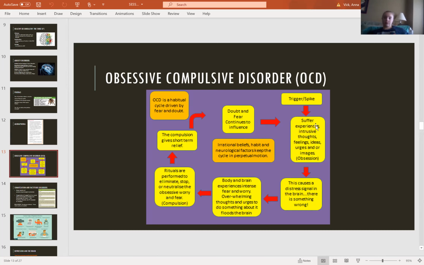We have the trigger or the spike moving into the distress signal in the brain, and we have these overwhelming thoughts and urges to do something. That's that bottom box right there. And then the ritual, which is the behavior, such as the hand washing, does eliminate or reduce that worry or that fear coming from that obsession. And then we have that short-term relief. Okay, I'm clean, I'm safe, I'm healthy. But then it begins to come back up. And that either could be simply a mental and psychological thing where it's arising again, or there could be a situation that triggers it, such as having to touch a doorknob or a keyboard. And then once again, we're in this vicious cycle.